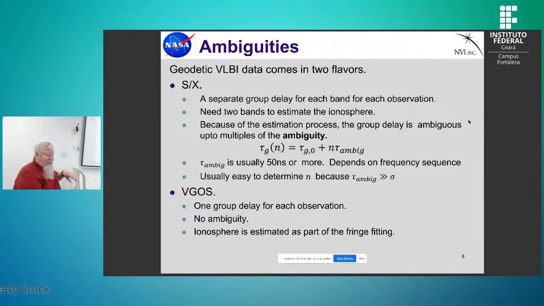And the reason SX has this group delay ambiguity is because we're only observing at small slices in the frequency. If we were observing continuously, there wouldn't be such a thing. And in SX observing, we get two bands from the correlator, and from these two bands, we estimate the ionosphere. In Vigos, we just get one group delay. The correlator estimates the ionosphere as part of the correlation process, and they don't provide that information.